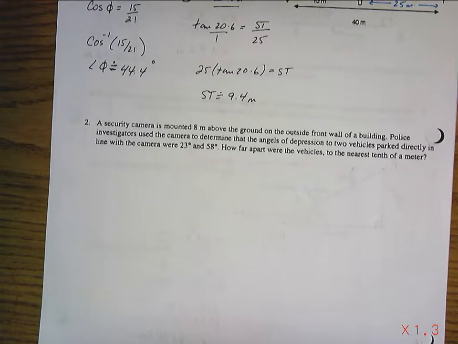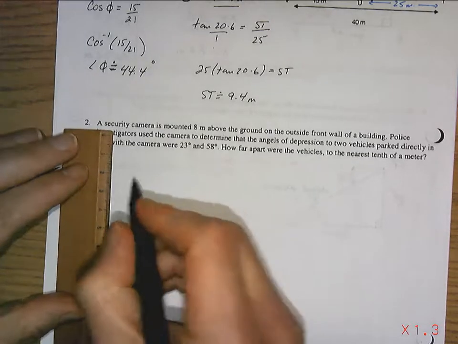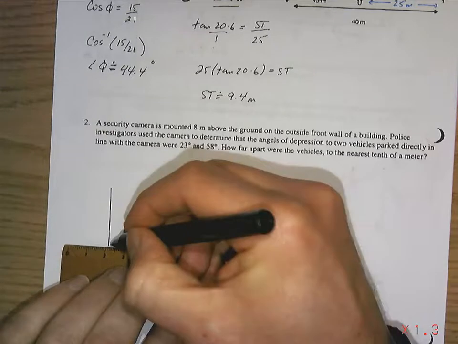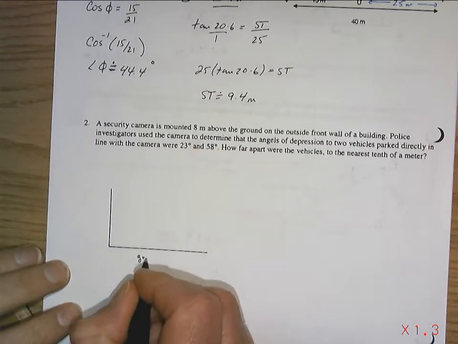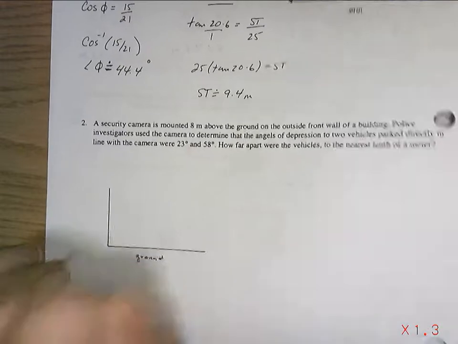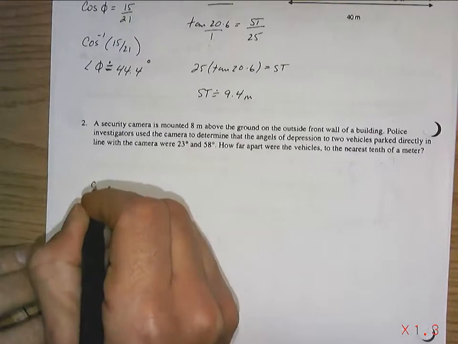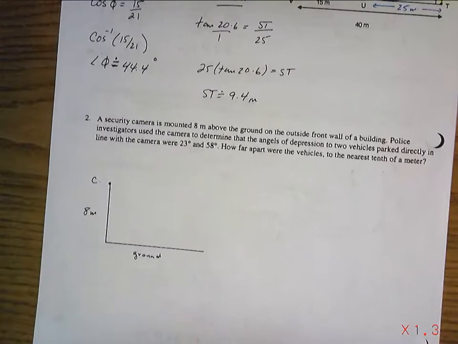Okay, so a security camera is mounted 8 meters above the ground. So, let's make this the ground. And let's have the camera 8 meters above the ground. Police investigators use the camera to determine that the angles of depression between two vehicles parked directly in line with the camera are 23 and 58.